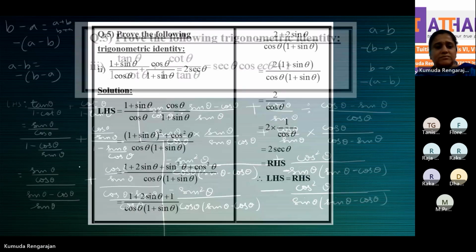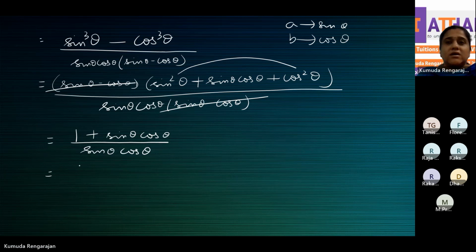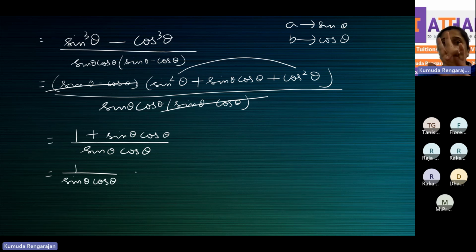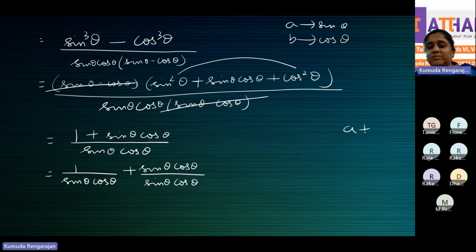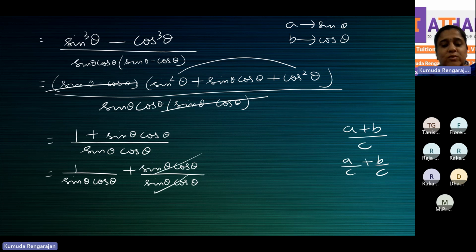So we need to get two terms. What we'll do, 1 divided by sin theta cos theta, we need to split this because the RHS has two terms. So we'll break this and write it like this, sin theta cos theta by sin theta cos theta. When you have A plus B by C, you can write it as A by C plus B by C. So 1 by sin theta cos theta plus sin theta cos theta by sin theta cos theta. So this becomes 1.